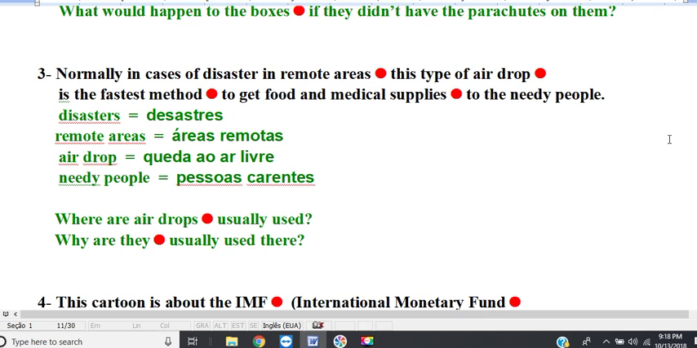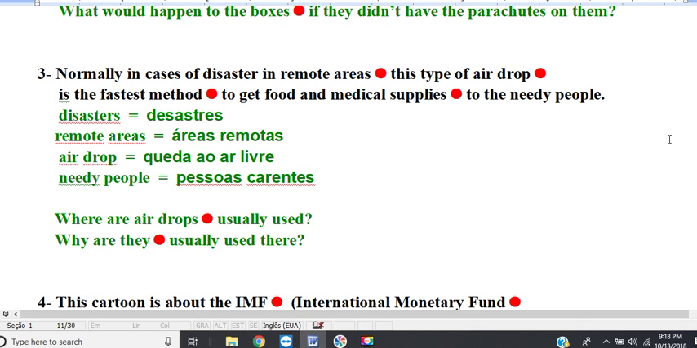Line 3. Normally, in cases of disaster in remote areas, this type of airdrop is the fastest method to get food and medical supplies to the needy people.